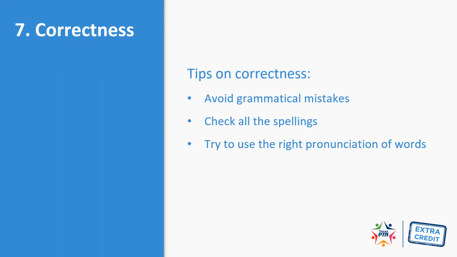Correctness is a quality of keeping your communication error-free. This principle of communication helps in building trust and respect with the use of the right language. The communication should be correct in the sense that it should be free of spelling and grammatical mistakes. Tips on correctness. Try to avoid grammatical mistakes in written communication. Make sure you check all those spellings. For verbal communication, try to use the right pronunciation of words.